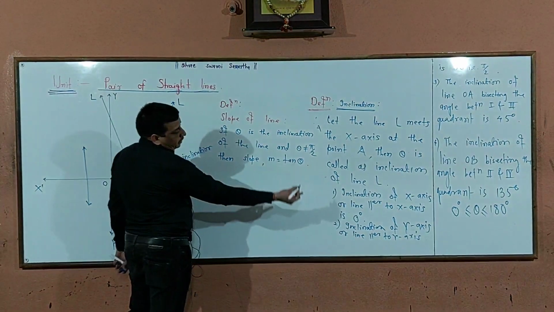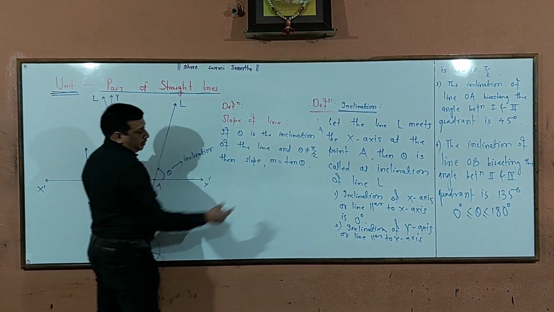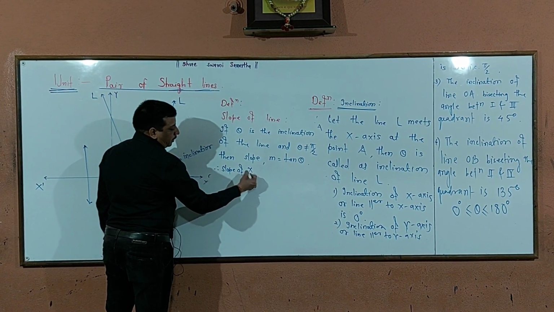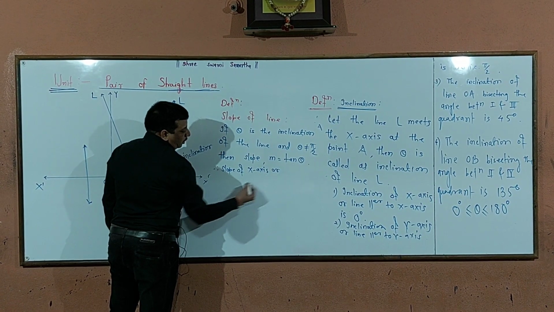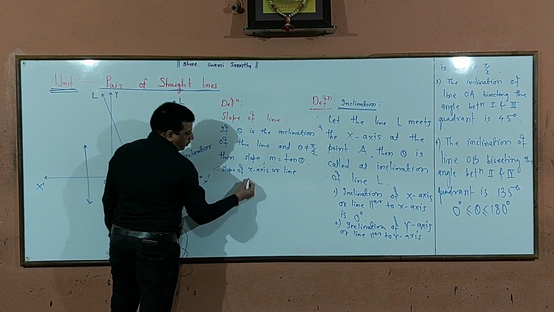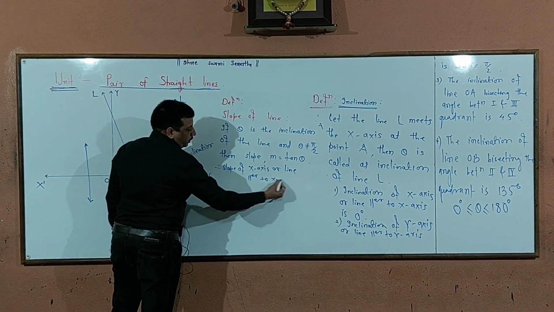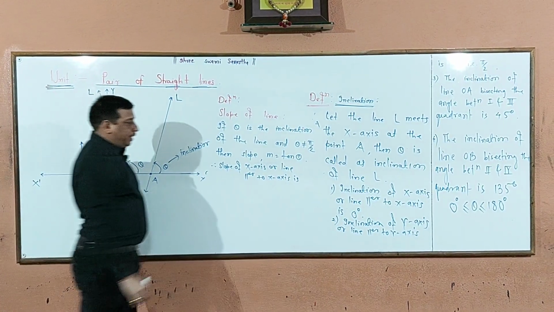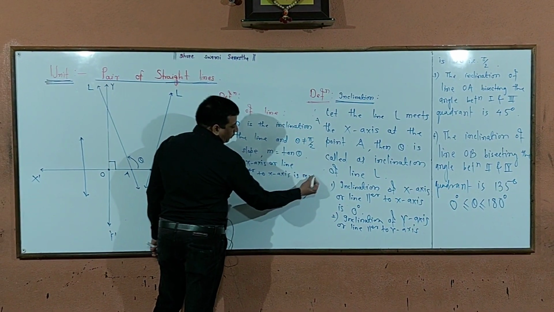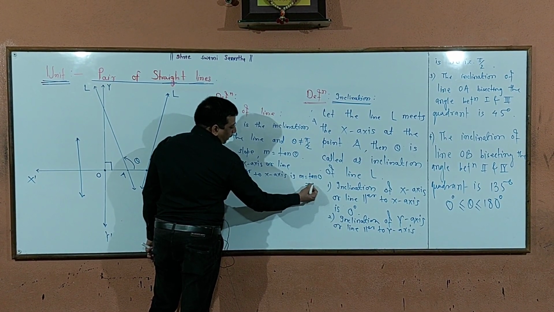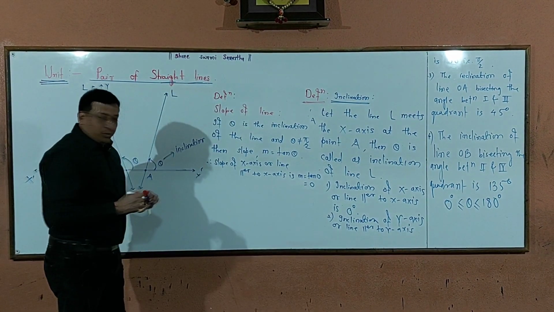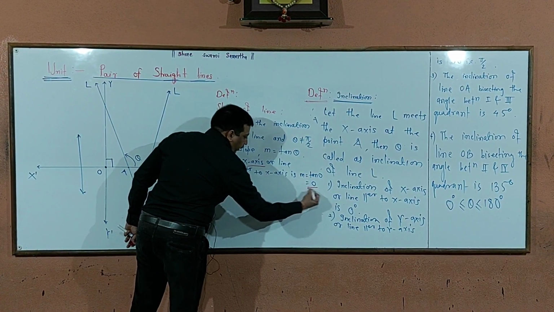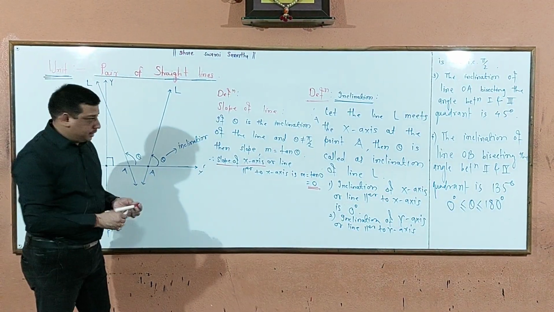We already discussed theta, that is, inclination. Therefore, the slope of the x-axis or a line parallel to the x-axis is m equal to tan 0, and that is equal to 0. So the slope of the x-axis is 0.